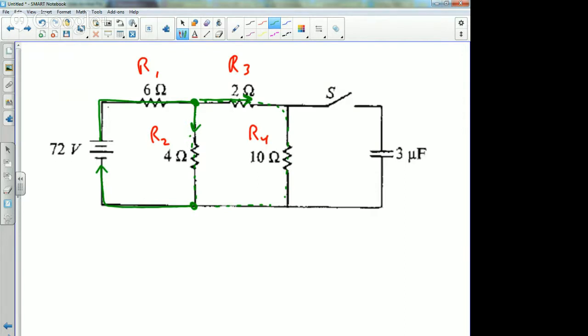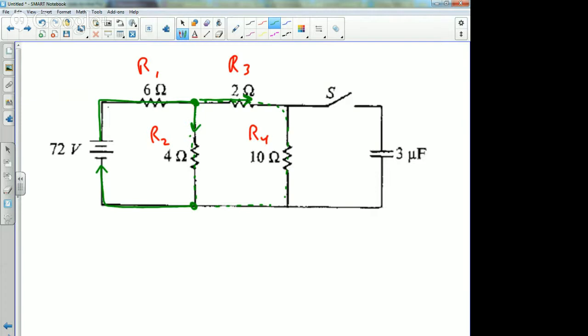Christina? R1. Why R1? It's closest to the battery. Okay, that's a terrible explanation. It is the closest, but that's not why it's the brightest. Why is it the brightest? Maria? Receiving the most voltage. Not just voltage, though it probably is receiving the most voltage. You're right about that. But it's also, Giordani? Receiving the most current.